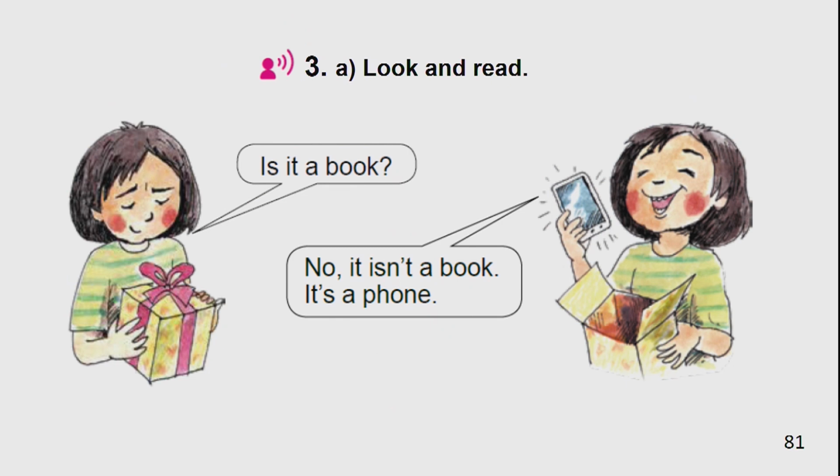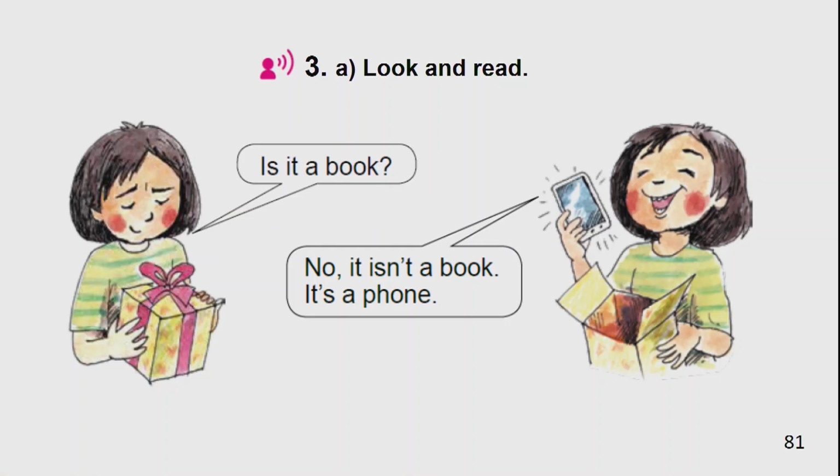Now look at this and read with me. Is it a book? No, it isn't a book. It's a phone. That's how we make full negative answers. You use the same words, no, it isn't, and then you add a word from the question. Is it a book? No, it isn't a book. It's a phone. Repeat, please. Is it a book? No, it isn't a book. It's a phone.